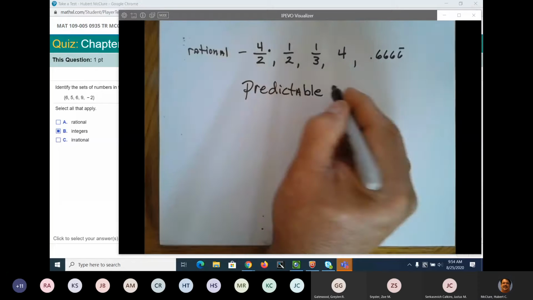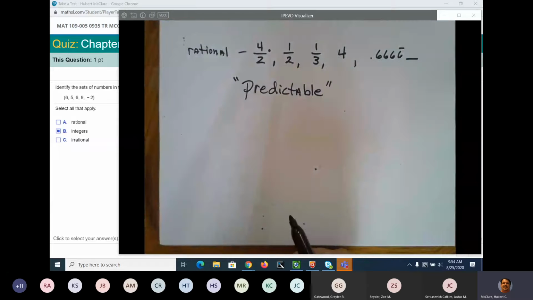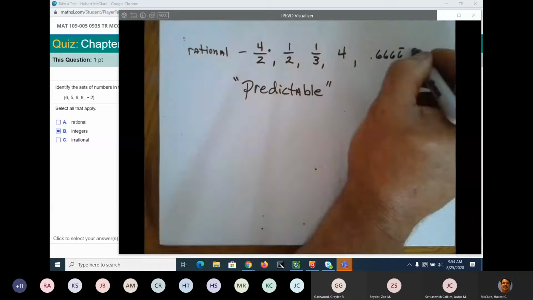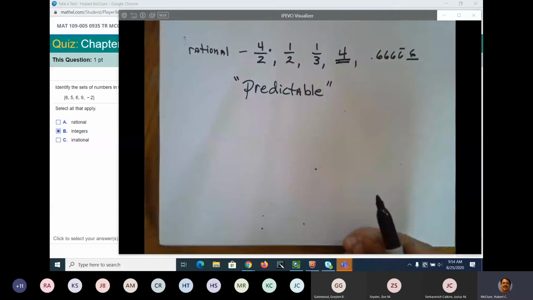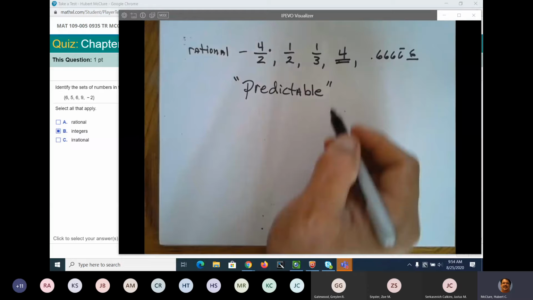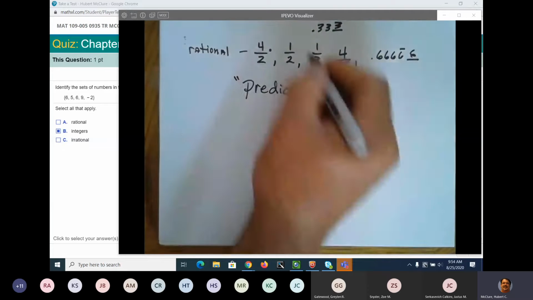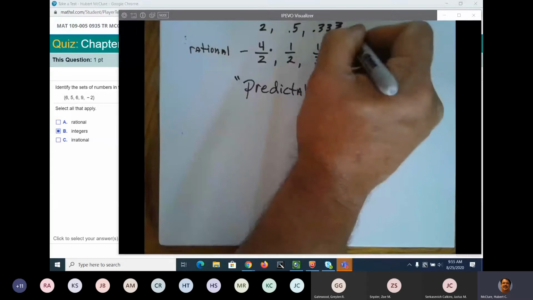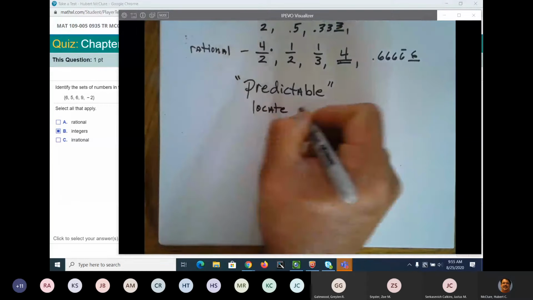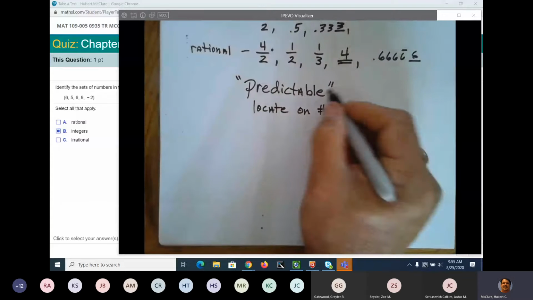What are they? They're predictable. Somebody tell me what the next number is going to be on that 0.6666. It's going to be a 6, right? 4 is 4. Can I write 4 any other way? Can I write 1/3 any other way? Yes, I can. But what's that next number? 3. They're all predictable. In other words, I can locate them on a number line, and I can predict the next number.